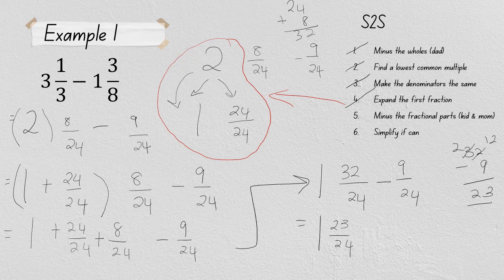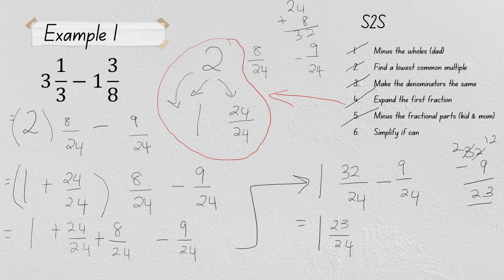Step 5, minus the fractional parts, which is right here. So I've done step 5 and step 6. Simplify if you can. Now ask yourself, can you simplify 23 out of 24? Again, it's not a matter of odd and even number. It's a matter of can you divide the numerator and the denominator using the same factor. If you cannot, then you can leave your answer as it is, which is 1 whole 23 out of 24.